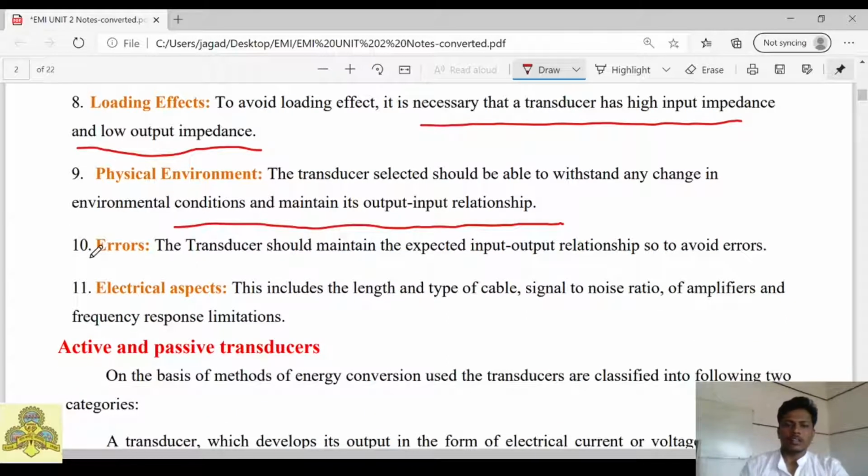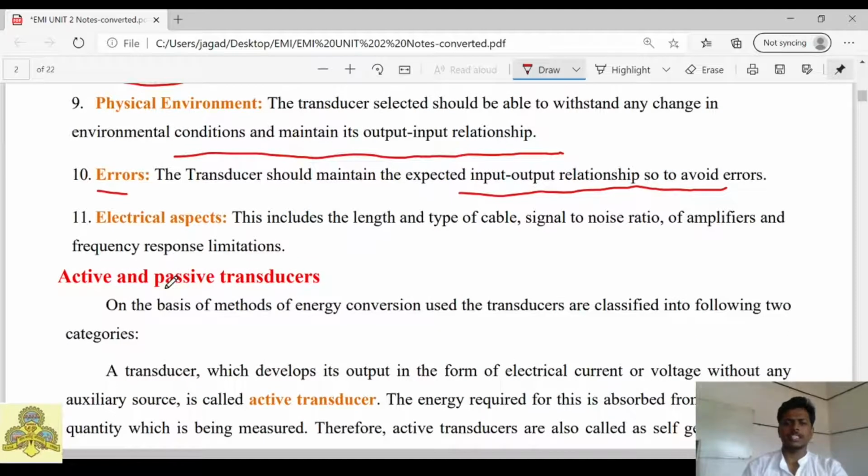Errors: it should maintain the expected input-output relationship to avoid any errors. So error should be minimum. If you are using any transducer, the error it produces should be minimum or zero. If it produces more errors, then it is not a proper transducer you are using.